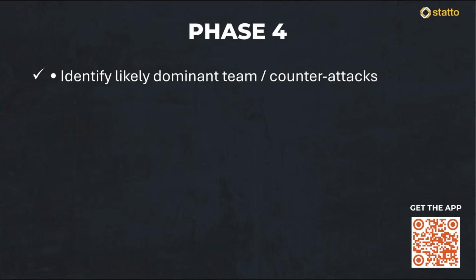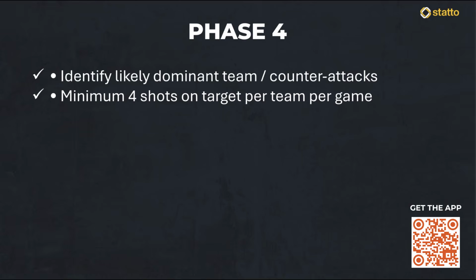What most learners do wrong is they ignore how the teams actually interact on the pitch. They don't ask how the goals will be scored. We approach this correctly by asking a few key questions. Is there a strong favorite likely to dominate the ball and territory? Does the underdog have an effective counterattack? We also look for a specific benchmark in shot volume. We want to see both teams averaging at least 4 shots on target per game.